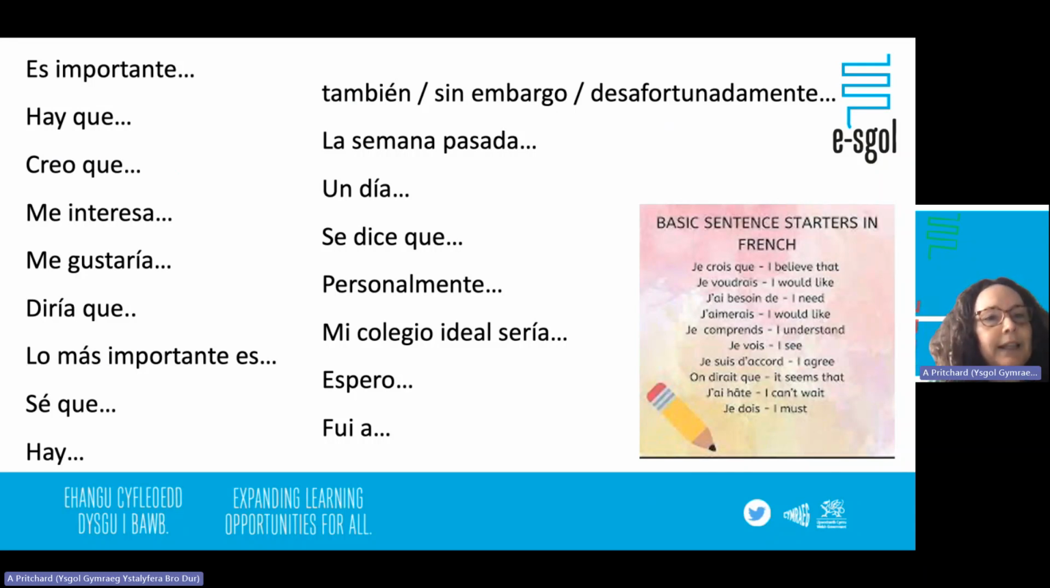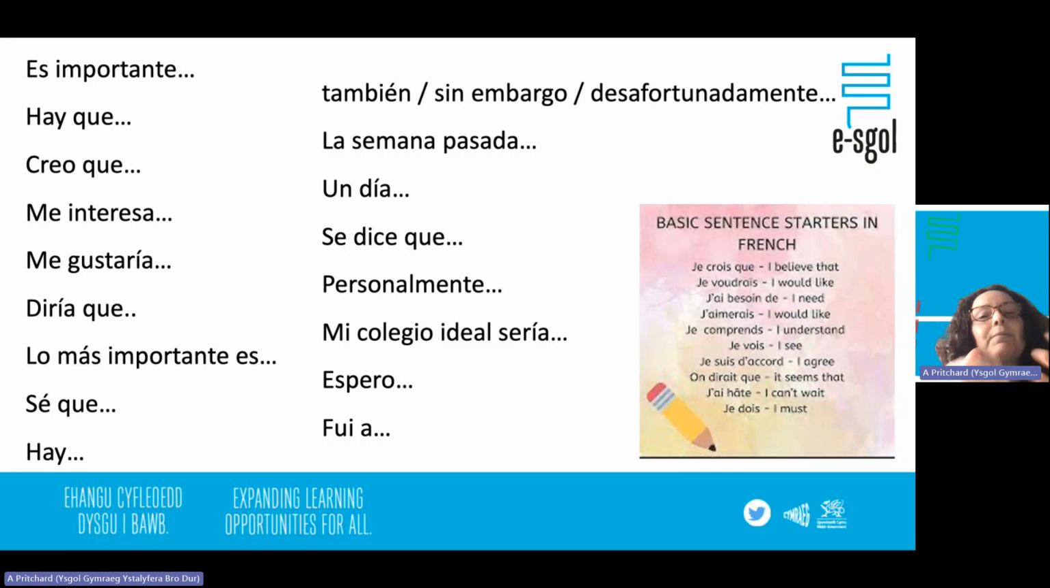So we have es importante, we've just seen that one. Hay que, we must. So again, you could reuse some of the sentences we just saw. So hay que reciclar, hay que mantenerse en forma. So you have to do those things. Creo que, I think that, I believe that. To use for starting a sentence.